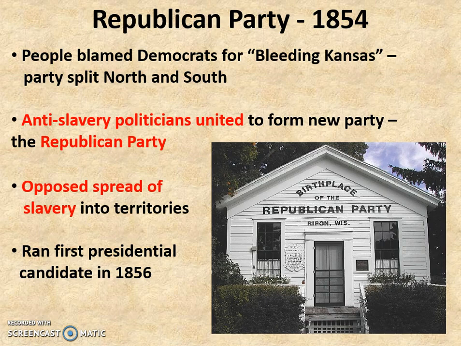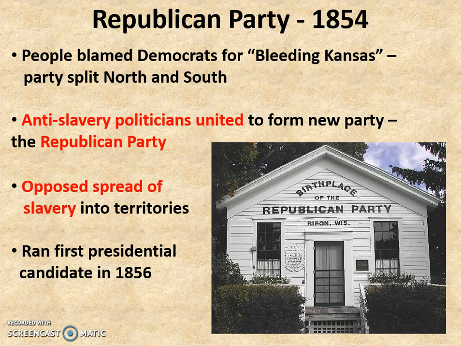Many people blame the Democratic Party for Bleeding Kansas, and this resulted in a split between the party North and South, with the South supporting slavery and the North supporting the idea of slavery only by popular sovereignty. So anti-slavery politicians were left without a party to support, and they formed a new one, the Republican Party. Here we have the birth of the modern Republican Party in 1854. The Republican Party opposed the spread of slavery. They were not calling for abolition at this point, simply that slavery not spread west into the new territories.